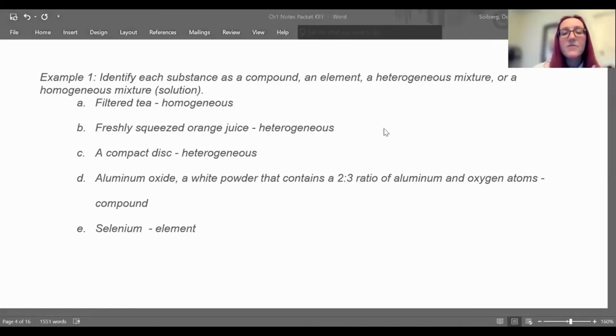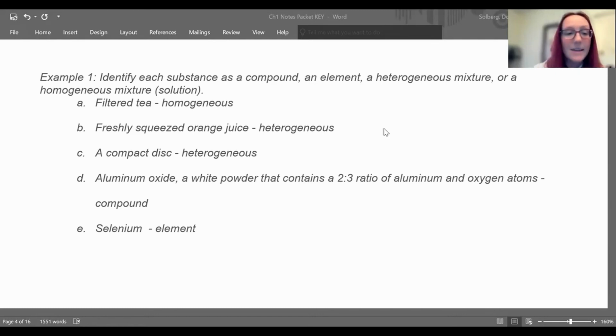You should have gotten that filtered tea is homogeneous. Once you filter out your tea, you just have your tea, you cannot see the different parts. Freshly squeezed orange juice should be a heterogeneous mixture. You can see the different parts. There's going to be pulp floating in there. A compact disc, you can tell how old these examples are. Nobody really uses compact discs anymore, but I would consider a CD a heterogeneous mixture because you can see different distinct lines in it.